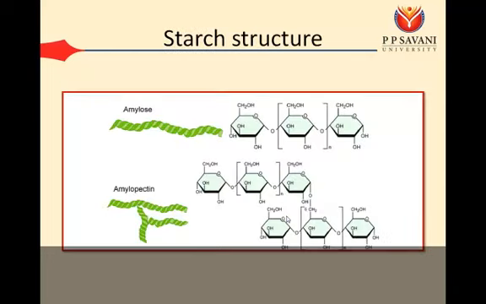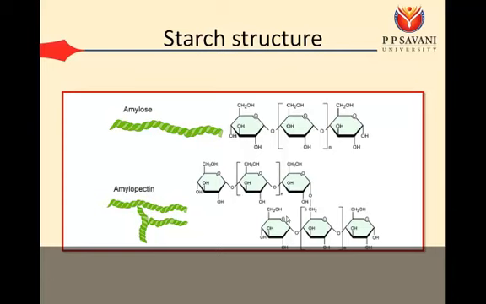Let's see the structure. As I said earlier, starch is a homopolymer. Here in this structure you can see that all the monomers are the same, and you can see 2 different types of structures. One is amylose and the second is amylopectin. Amylose is a straight chain, whereas amylopectin is branched.